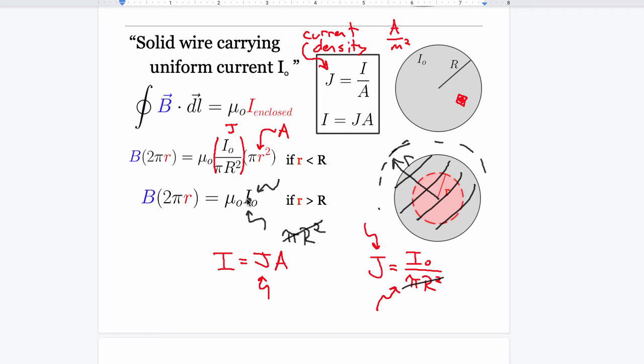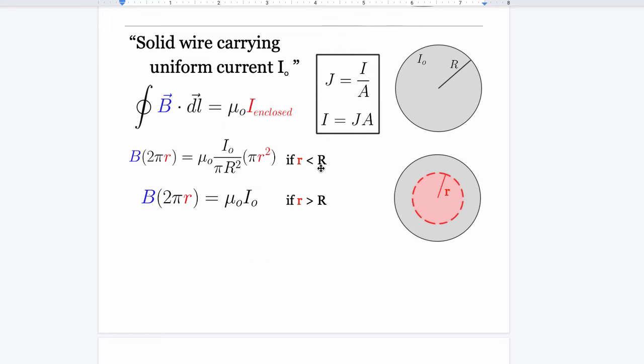You get B equals mu naught I over 2 pi r, which is, no surprise, the magnetic field from an infinite straight wire. So outside of a thick wire, you can treat it as an infinitely thin wire, as if all the current were at the center. You would never know out here if you couldn't actually feel where the wire went to. Okay, so that's that version.